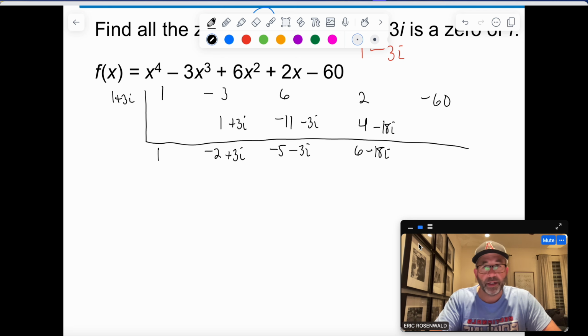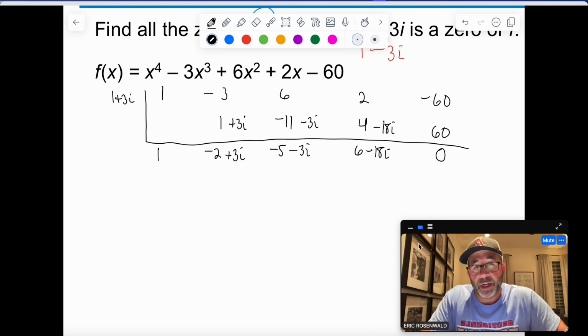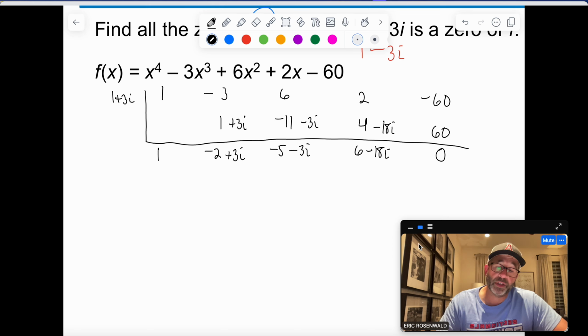That's just multiplying, adding. And then we're going to have that times 6 minus 18i, which will give me a 60, which will give me a 0. So we already know that one of the zeros is 1 plus 3i. Synthetic division right here just proved that this is in fact a 0. So let's do it again.